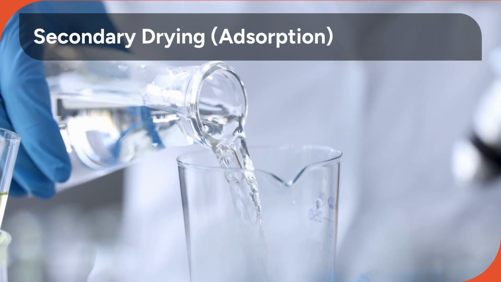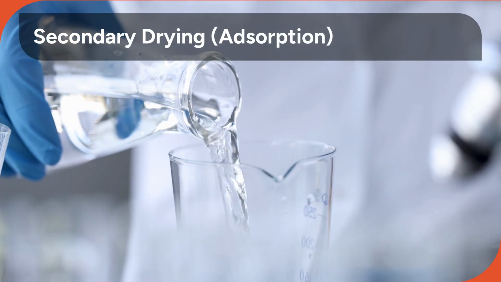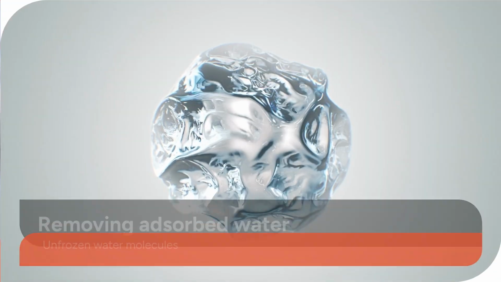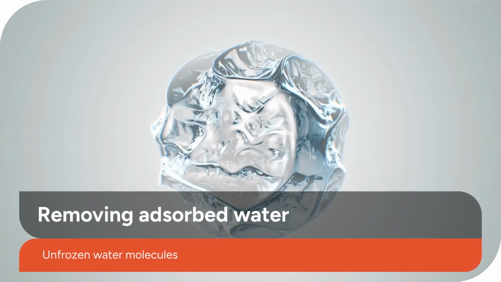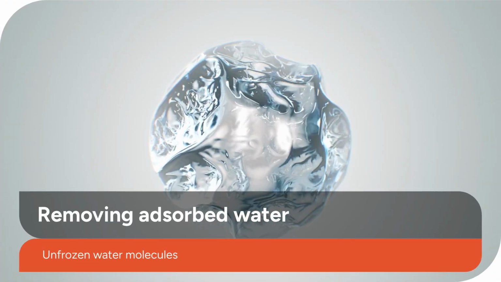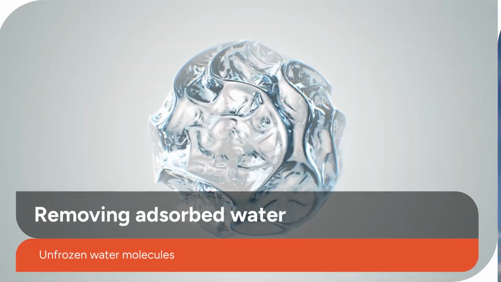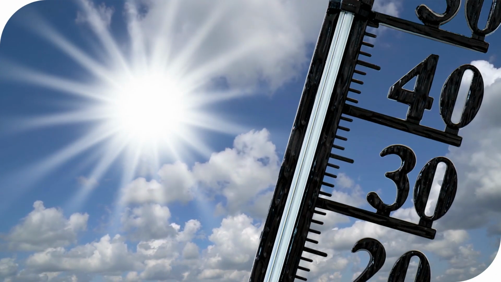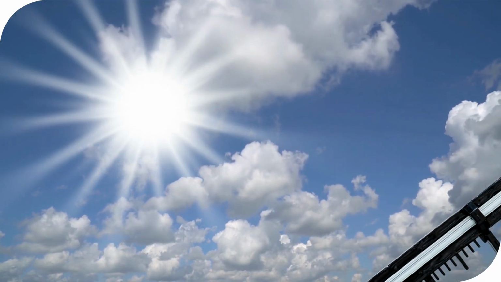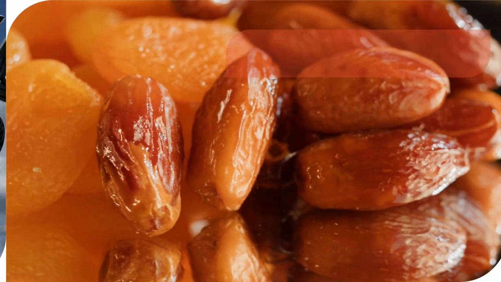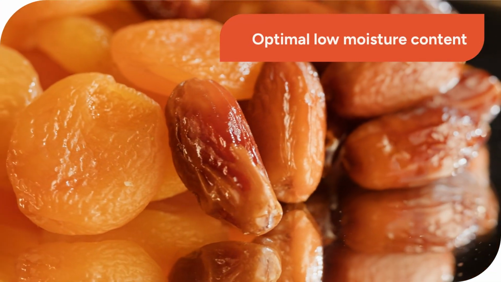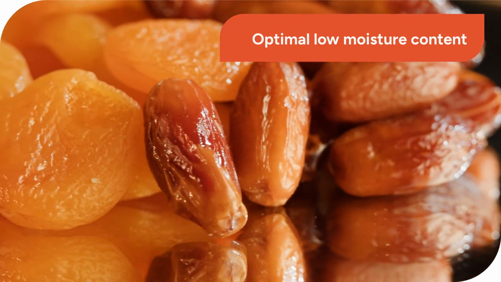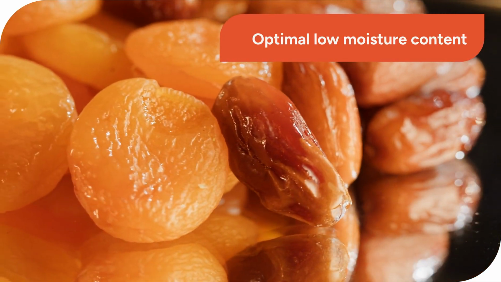The final stage is secondary drying, also known as adsorption drying. This step targets the residual, unfrozen water. This stage is crucial for removing the remaining unfrozen water molecules that are physically or chemically bound to the product structure. To achieve this, the temperature is raised slightly higher than in primary drying while maintaining the vacuum, helping to release the bound moisture. The goal of secondary drying is to reduce the moisture content to an optimal level, typically 1 to 4%, which ensures product stability and long shelf life.